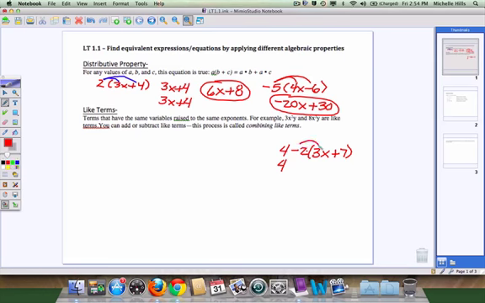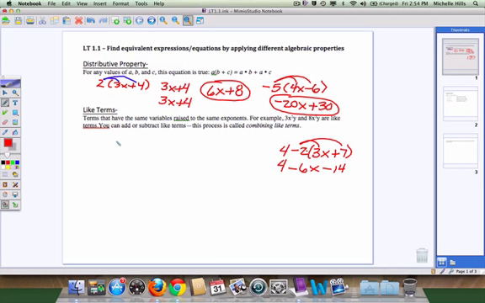Negative 2 times a positive 3x is a negative 6x. So instead of writing plus a negative 6x, I'll write it as minus 6x. And negative 2 times a positive 7, because of the plus in front of it, is negative 14. But instead of writing plus a negative 14, I'm just going to write it as minus 14. Now we'll look at combining like terms in a little bit, but for the distributive property on this one, that's what it would look like.